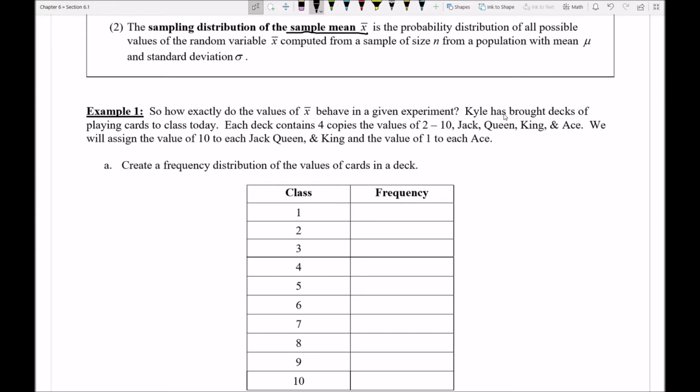Let's suppose that I have brought a deck of cards with me to this lesson. If we were in the classroom, I'd actually have a deck of cards, but here I'll settle for looking at a deck of cards online. Each deck, in case you're unfamiliar, contains 4 copies of cards that have values of 2 through 10. And then there's a card referred to as a jack, a queen, a king, and an ace. So I'll quickly take a look at what those cards look like.